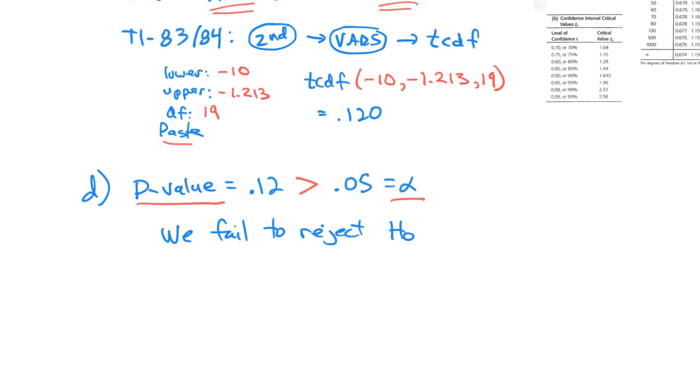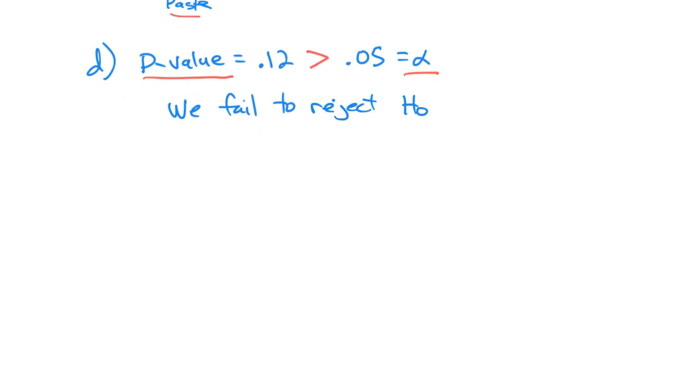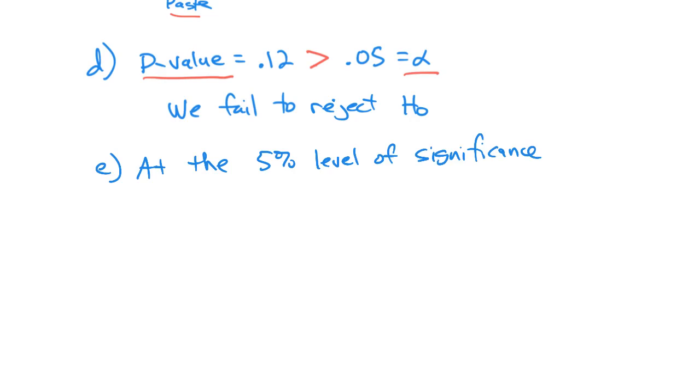And then that brings us to the part where we typically struggle the most, which is the conclusion. I'm going to stick to the same format as always. I'll always conclude these Chapter 8 problems the same way. I'm going to say, at the 5% level of significance. We always have to mention alpha, because if the p-value had been like 0.03, then we'd get a totally different conclusion depending on whether alpha is 0.05 or 0.01. So we have to mention alpha.